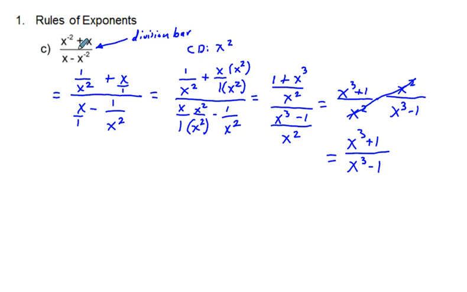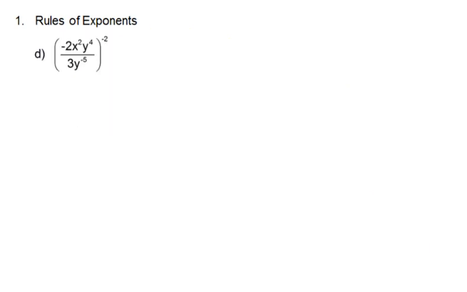And one thing I didn't do earlier was find our excluded values. Well, we noticed initially when we started working out this problem that we're dividing by x squared. So we know that x cannot equal 0. And we also know that our denominator in our final result, x cubed minus 1, cannot equal 0. So therefore x cubed cannot equal 1. And then taking the cube root of both sides, x cannot equal 1. So we have our exclusions and our final answer here. Next, D.